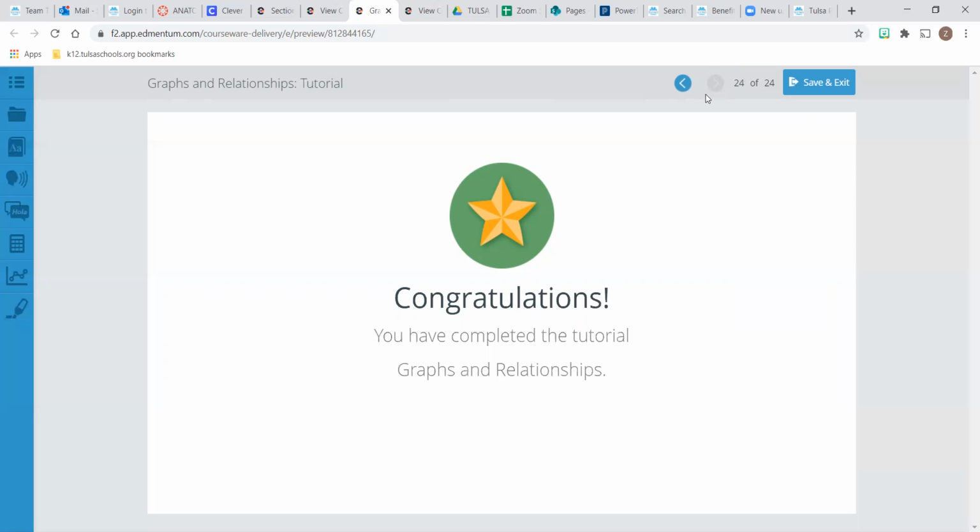You can turn it upside down. You can move the parabola. And that's all with the mathematical equations.